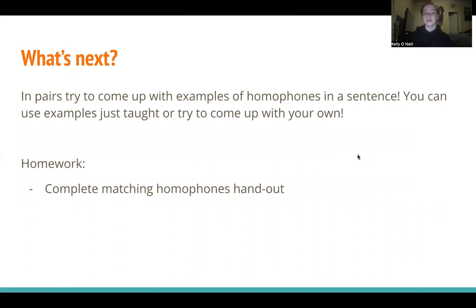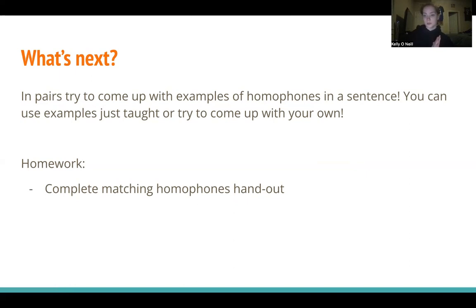Lastly, we are going to pair up and try to come up with some examples of homophones in a sentence. You can use some of the examples that I just taught, or you can come up with some on your own. And for homework, I'm going to be giving a handout and you will have to match the homophones.